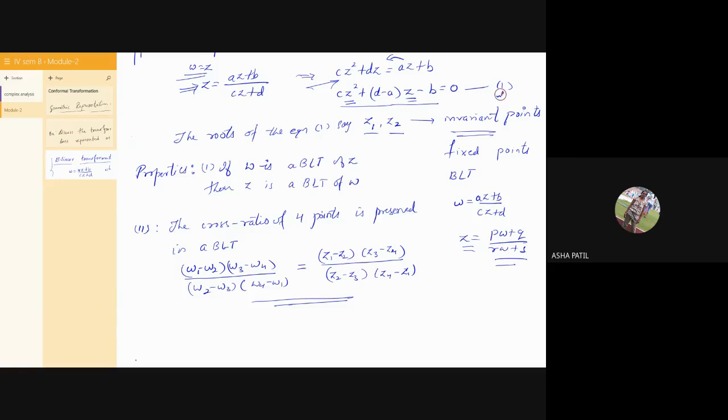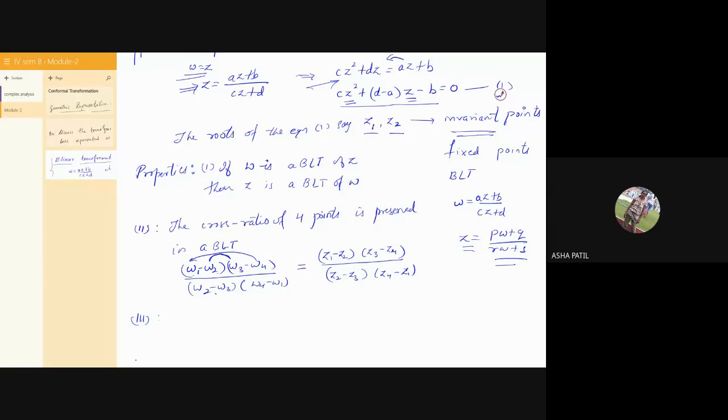Z1, Z2, Z3, Z4 are the Z points, and W1, W2, W3, and W4 are the W points. It is easy to remember. You can just write 1, 2, 3, 4. They are in order here. And in the denominator, you have W2 minus W3 first, but here it is in the reverse way, W4 minus W1. Again, the same suffixes for your Z. So see that you remember it correctly. By doing examples, we will be using this cross ratio. So this is the second property of bilinear transformation.